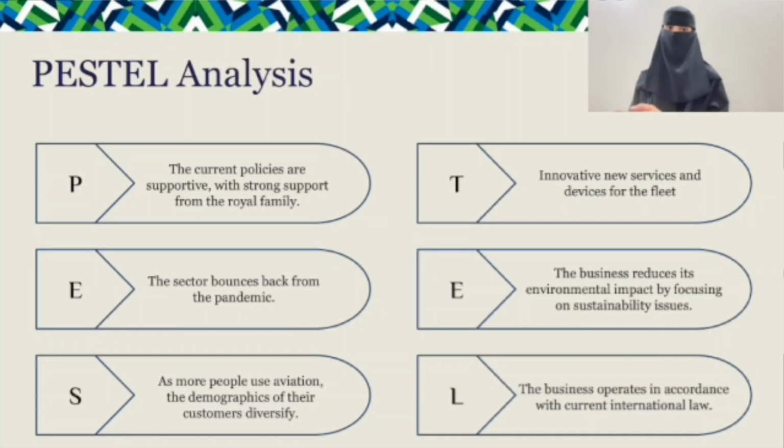Technological factors are an opportunity for Saudi Airlines. It is investing in new technology to improve its aircraft and enhance the passenger experience. On the environmental side, Saudi Airlines is working to reduce its carbon footprint by adopting sustainable practices, which is becoming more important in the industry. Finally, legal factors are clear. Saudi Airlines follows international laws and safety standards to ensure that it operates smoothly without legal issues.